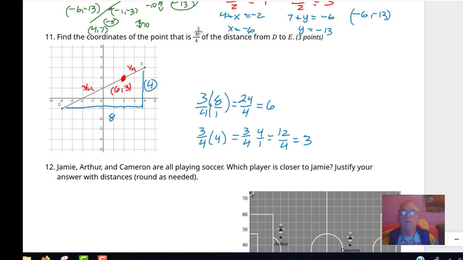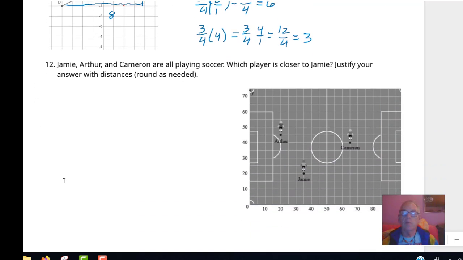So for distances, we're doing whatever this is times the x distance, adding it to the end of the x's, or the end point of the x, and we're doing the same thing for the y distance and adding it to whatever the y is that goes with the end point. So look at number 12.